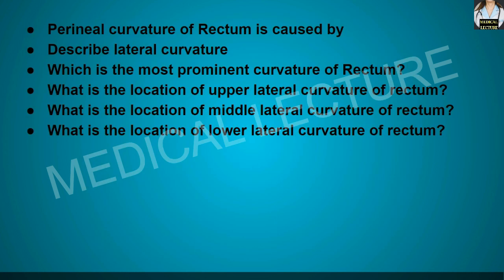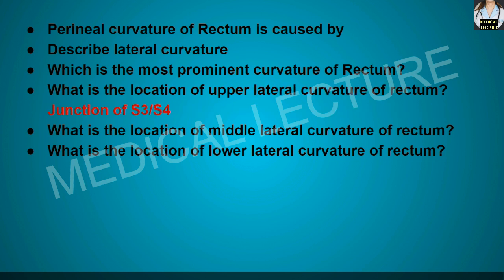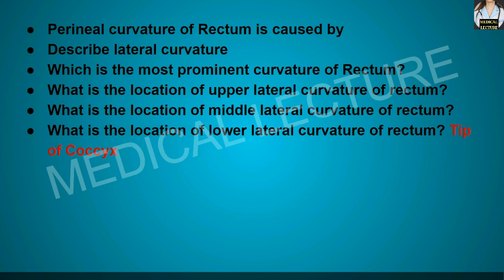Now, which is the most prominent curvature of the rectum? It is the middle curvature. What is the location of the upper lateral curvature of the rectum? It is located at the junction of the S3, S4 vertebral level. What is the location of the middle lateral curvature of the rectum? At the sacrococcygeal junction. What is the location of the lower lateral curvature of the rectum? At the tip of the coccyx.